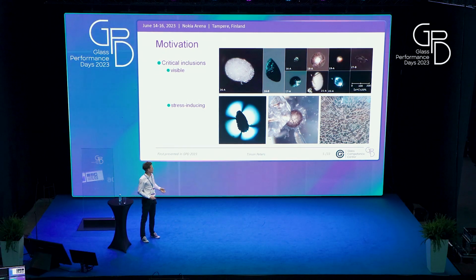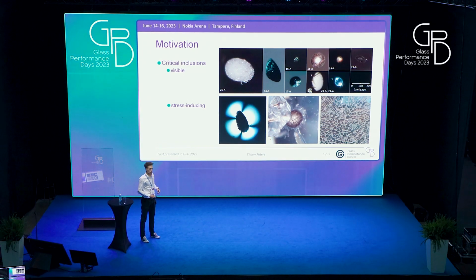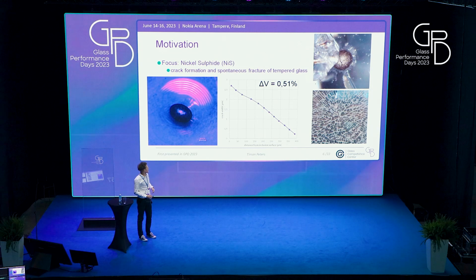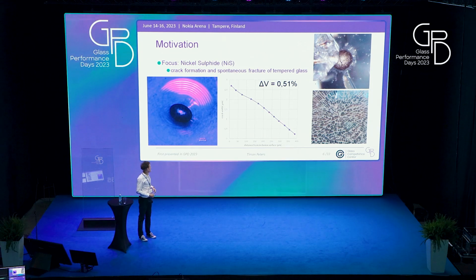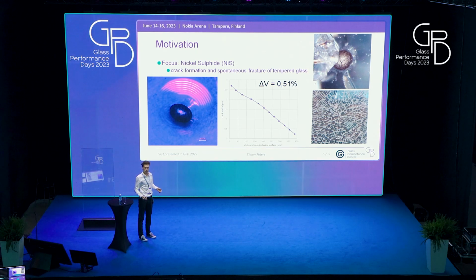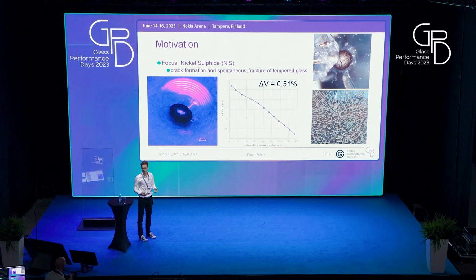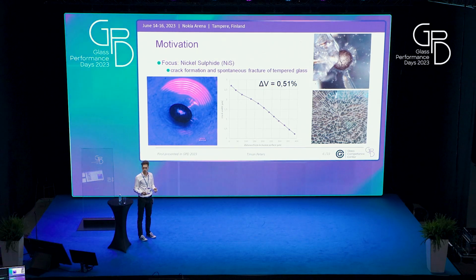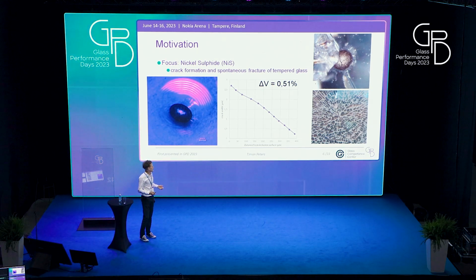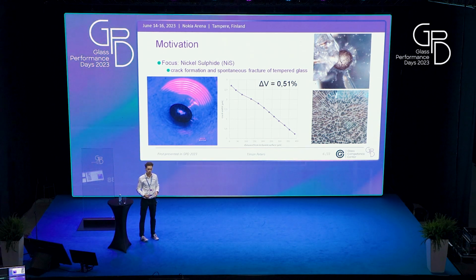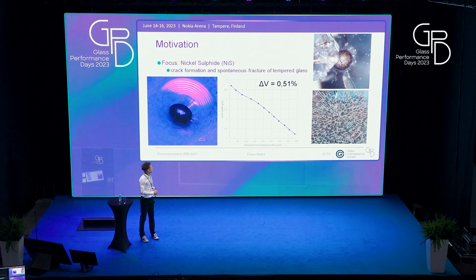But what's even worse is nickel sulphide, which is shown on the right, which has a time-delayed expansion and a time-delayed stress creation. Here we can see a nickel sulphide inclusion that had an expansion of 0.51%, which is already at the upper limit, but even at 2, 3, or even 1%, an inclusion can create enough stress in the glass to make tempered glass fail spontaneously. We can see that on the right, on top, there is an inclusion that caused the fracture that we see on the bottom.